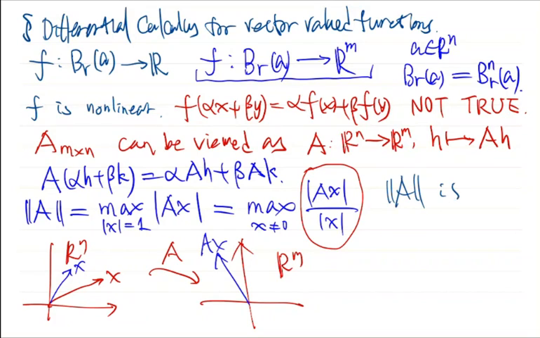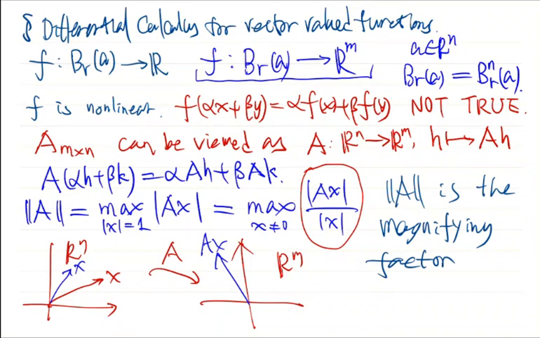So the meaning of the norm of A is the magnifying factor of A as a map from Rn to Rm.